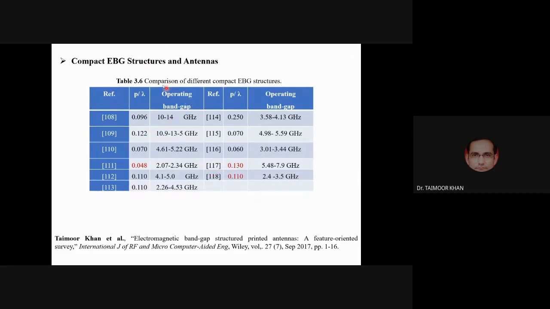If you are interested to explore your skills in this specific area of EBG structures in antenna engineering, then you need to go to this beautiful review article of around 150 articles. Within that limited number of 15 pages, it has a beautiful summary of more than 100 papers based on different kinds of feature enhancement using EBG structures.